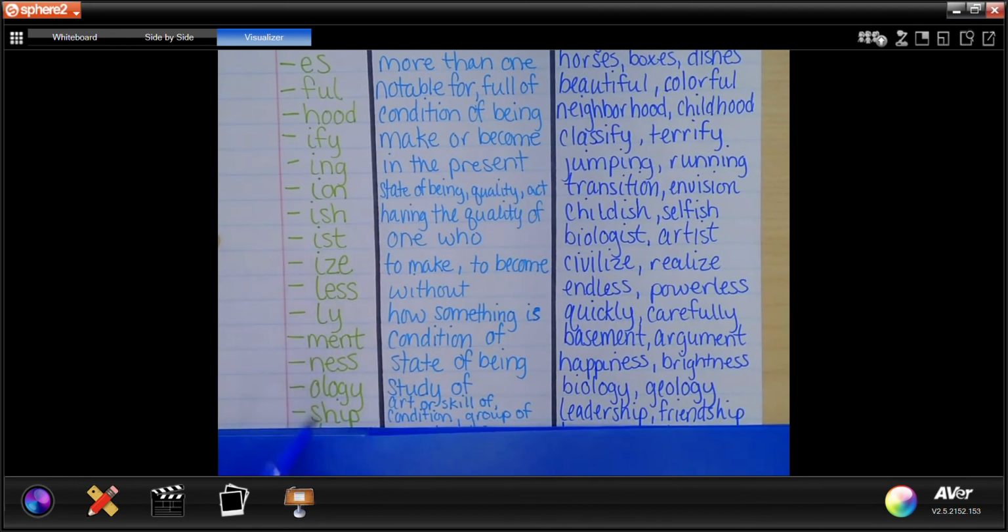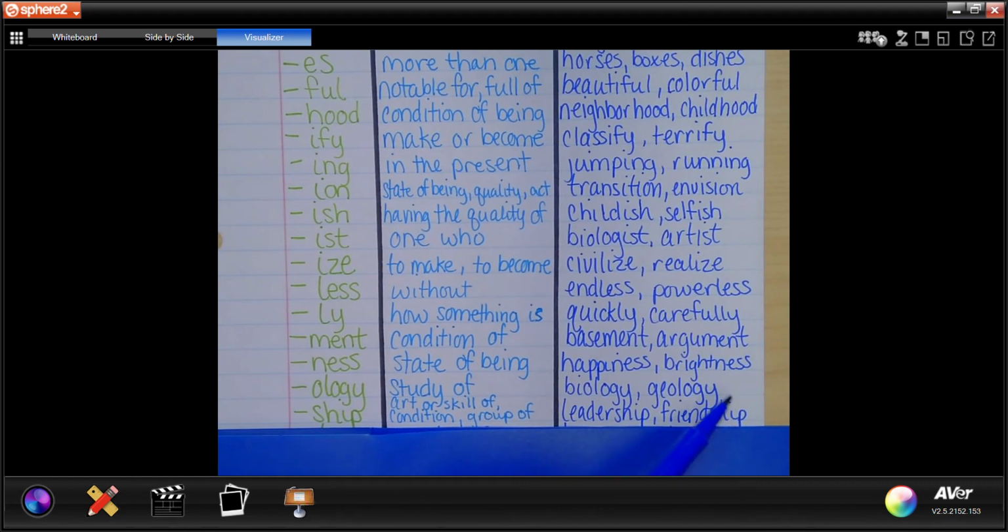Our next suffix is ship, the art or skill of, condition, or group of. Leadership is one example of the ending suffix ship, so it is a group of leaders. Friendship is another example where ship is used as a group of friends in friendship.